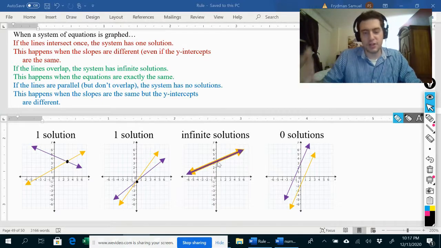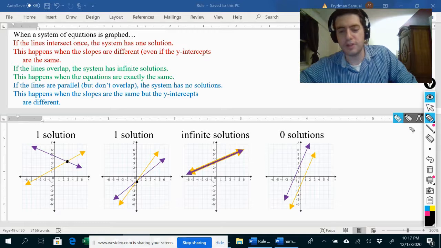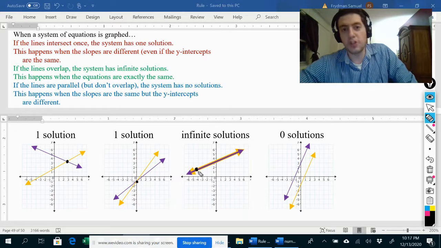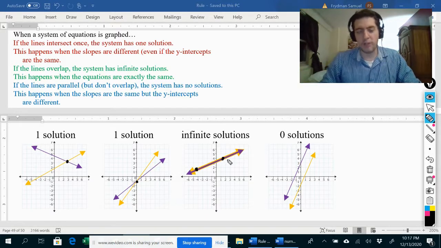But really these lines are exactly the same. The yellow and the purple lines are exactly the same. And what that means is I can pick any point along the purple line, and it is also a point on the yellow line. Or vice versa, I could pick any point on the yellow line, and voila, it is also on the purple line.